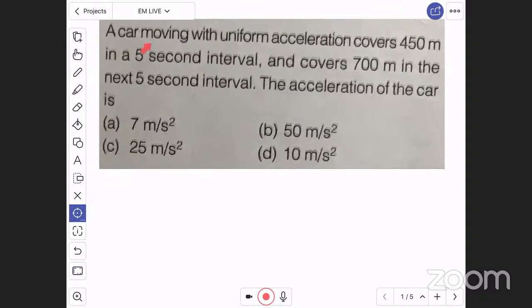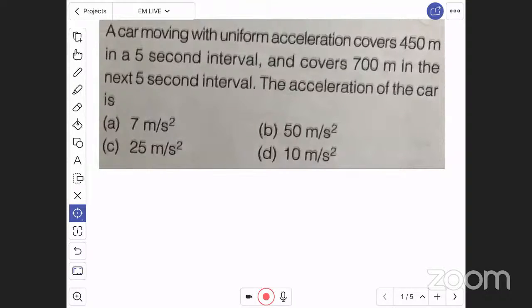The question is: a car moving with uniform acceleration covers 450 meter in a 5-second interval and covers 700 meter in the next 5-second interval. The acceleration of the car is. Here the displacements are given, 450 meter and 700 meter. Times are also given, and they are asking what is the acceleration.